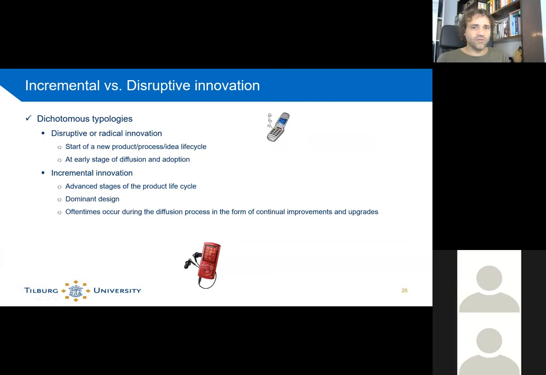So I already said if you look at the different types of innovations, there is broadly a distinction in two: disruptive and incremental. They call disruptive sometimes radical, many different names, but usually the distinction is between something that is an innovation because it adds something smaller to an existing innovation, or the innovation is disruptive in that it's a completely new innovation.